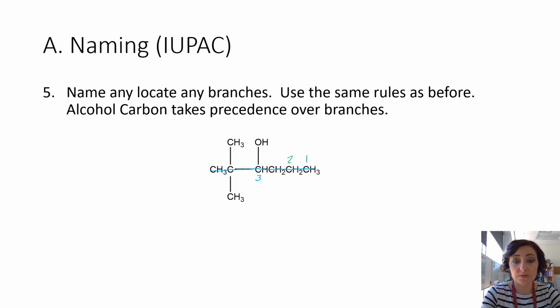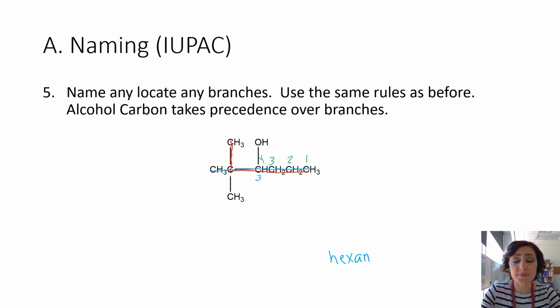1, 2, 3, 4. Definitely don't want to count right to left. That's going to give me a higher number for my alcohol carbon. And also, I just want to double check that going into a branch as the longest chain doesn't extend it any longer. So 1, 2, 3, 4, 5, 6, that's still 6 carbons long. So the longest chain is 6 for sure. So the parent alkane name is hexane.